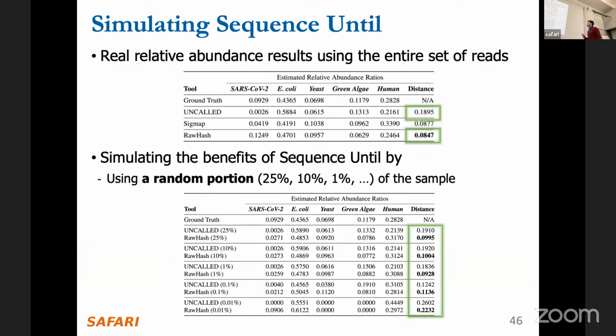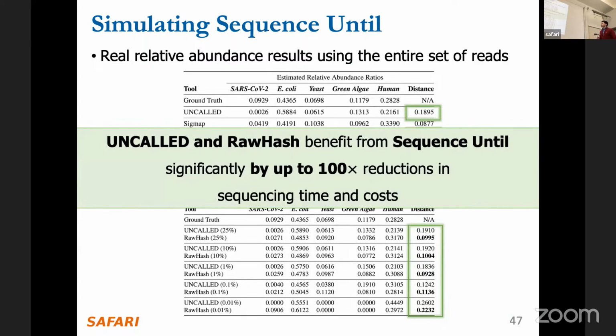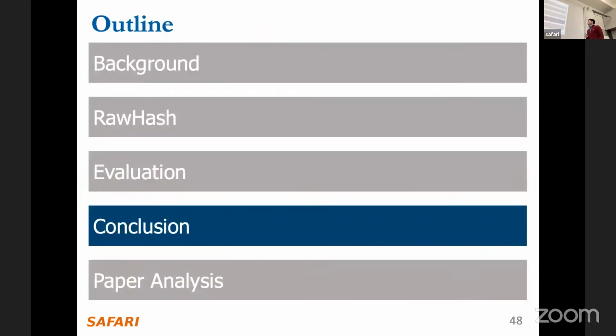We also simulate the behavior of sequence sampling in the other tool, uncalled, and see what happens if we integrate sequence sampling with it. Based on our simulated results, we see that sequence sampling can significantly improve the sequencing time, up to 100x, with these tools.